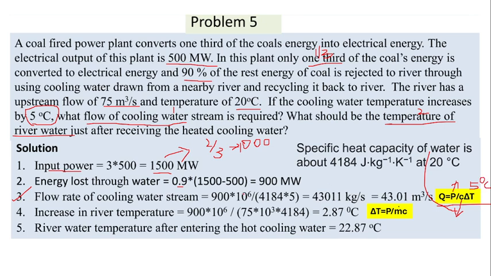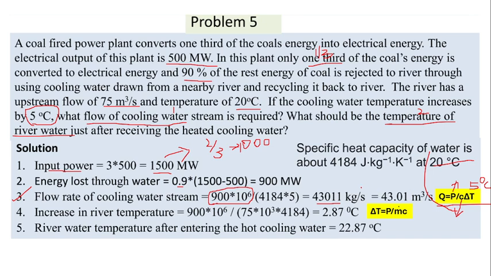So now substituting all the calculated values, 900 into 10 power 6. This is the power lost into the water, divided by 4184, the specific heat capacity of the water at 20 degrees Celsius. Why 20 degrees Celsius? Because the temperature of the river water is 20 degrees Celsius. Next, into 5. 5 is the delta T. It is the rate at which the temperature is increasing. Then we will get the value 43011 kilogram per second.